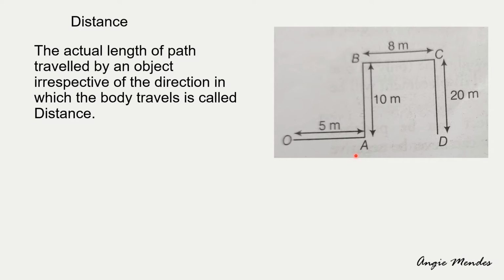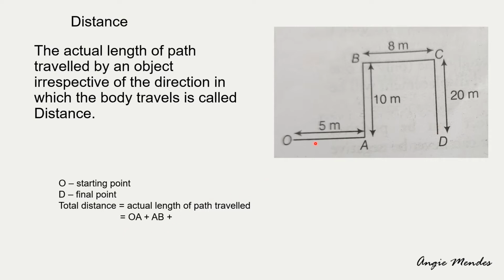From O it travels to A, from A it goes to B, from B it goes to C, and from C it goes to D. So this becomes the actual length of path which is traveled by the object. Now if O is the starting point and D is the final point, then the total distance becomes the actual length of path which has been traveled by the object. So this becomes OA plus AB plus BC plus CD.